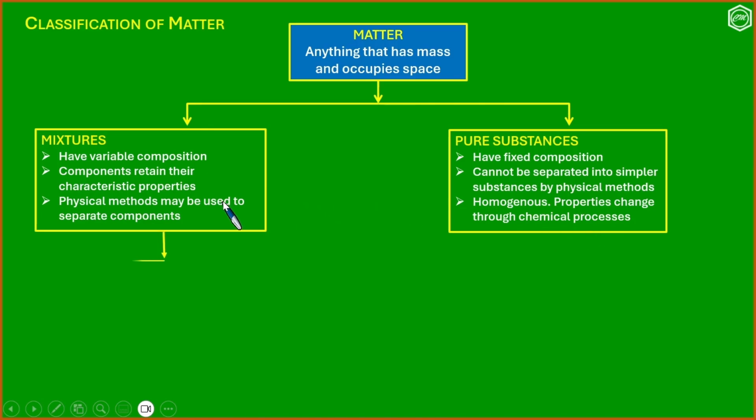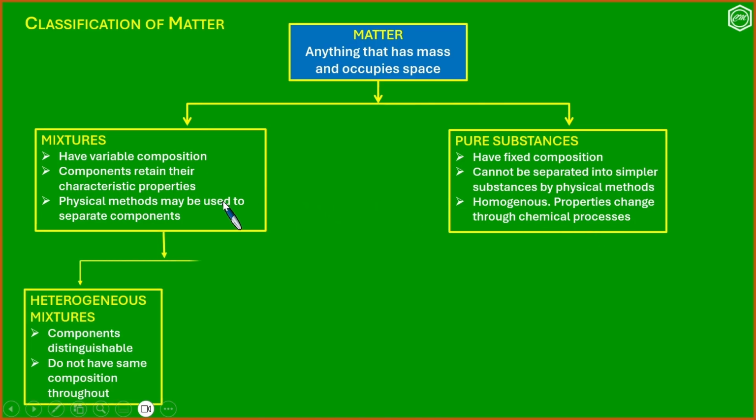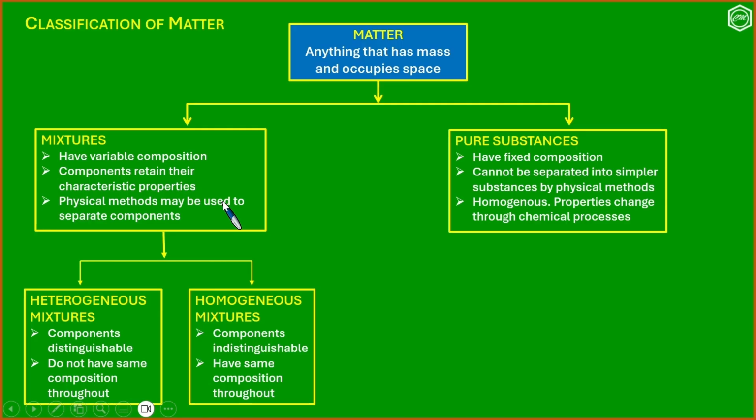Mixtures can be classified into heterogeneous mixtures and homogeneous mixtures. In heterogeneous mixtures, components are distinguishable. They do not have the same composition throughout. In homogeneous mixtures, components are indistinguishable and have the same composition throughout.